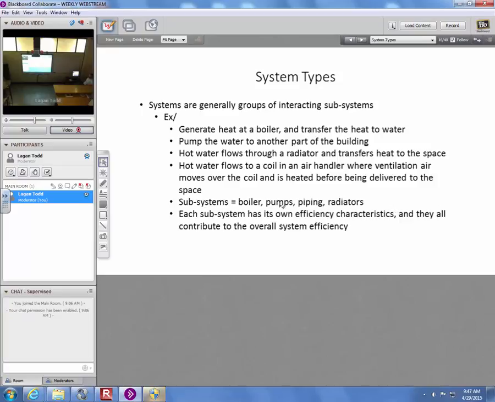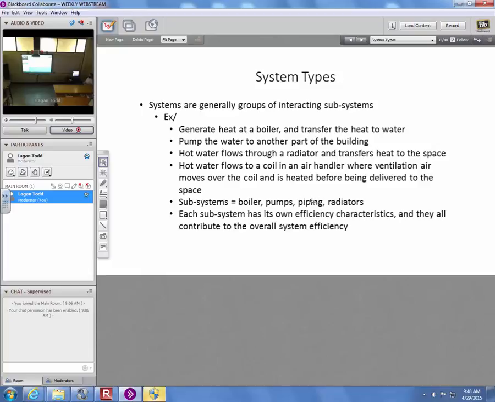There are all these systems within the greater system. If the greater system is all the HVAC in the building, these are all subsystems. Each subsystem has its own efficiency characteristics, right? The boiler has some associated AFUE or other efficiency metric. The pumps have some efficacy, say GPM per watt, or just a pump efficiency, 65%, whatever.